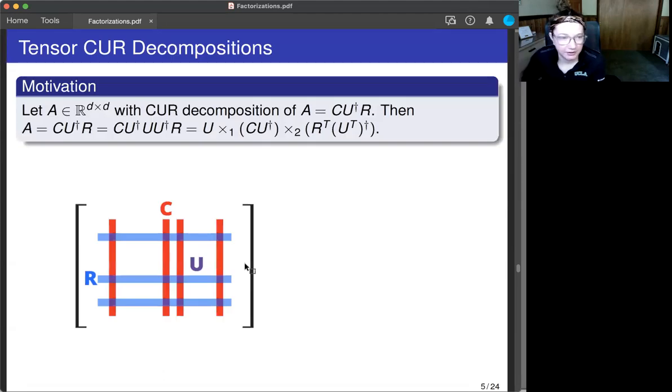So some motivation: what one usually does when one asks that type of question is just say, okay, a matrix is a two-mode tensor, so can we view this in a more general way? Here's our decomposition, C times U inverse times R. Writing this out by adding the identity inside, and then viewing this as a mode-wise multiplication, you can see that you can write this decomposition in a mode-wise multiplicative way, which implies that one can maybe generalize this to more than two modes.